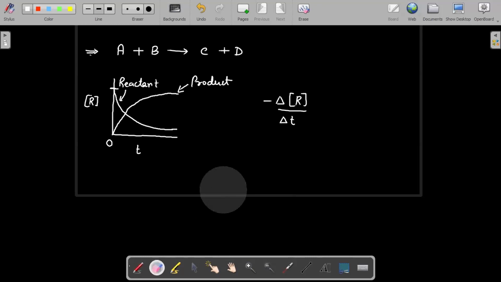Now, why are we discussing this? Because in the chemical reaction, the speed by which my reactants are getting consumed, with the same speed the concentration of product will increase.